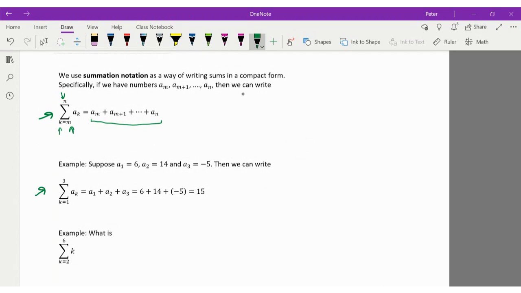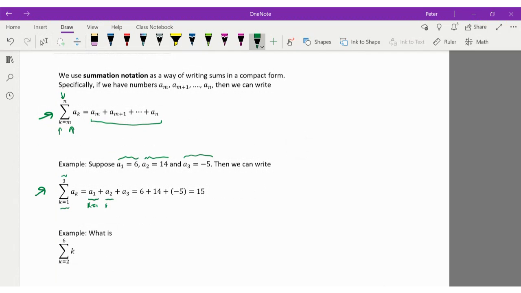If I actually have three numbers here, I'm going to say a_1 is the number 6, a_2 is the number 14, and a_3 is the number -5. Then I can add up those three numbers by writing sigma, the sum, from k equals 1 up to 3. So k is going to range from 1 up to 3, and it's going to go through all the integers in between. And that is going to equal a_1 plus a_2 plus a_3. So in other words, here, note that this is k equals 1.